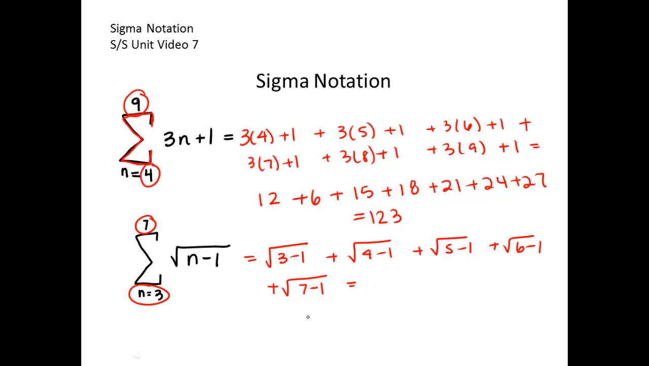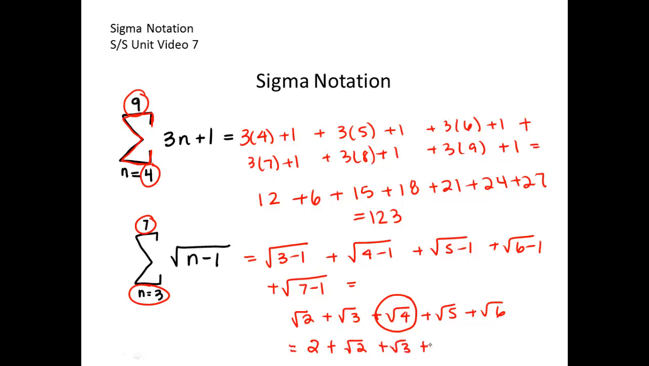This gives me the square root of 2 plus the square root of 3 plus the square root of 4 plus the square root of 5 plus the square root of 6. None of these can be combined because they have different radicands. However, I can simplify the square root of 4. So I'm going to write my final answer as 2 plus the square root of 2 plus the square root of 3 plus the square root of 5 and plus the square root of 6. You only have to simplify if it's possible.